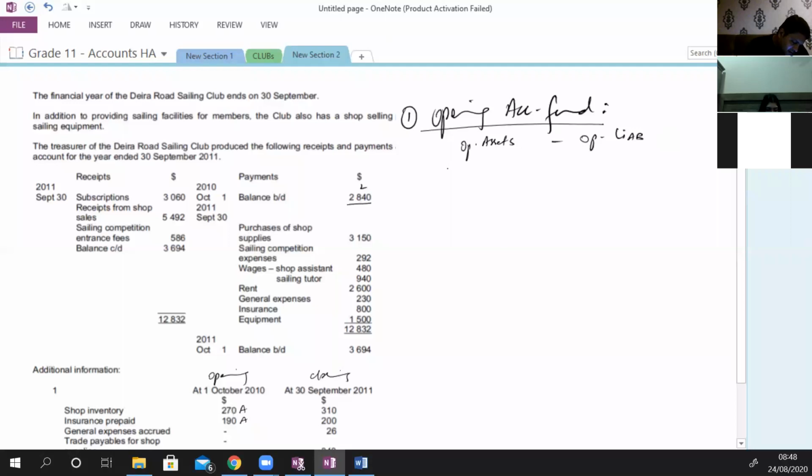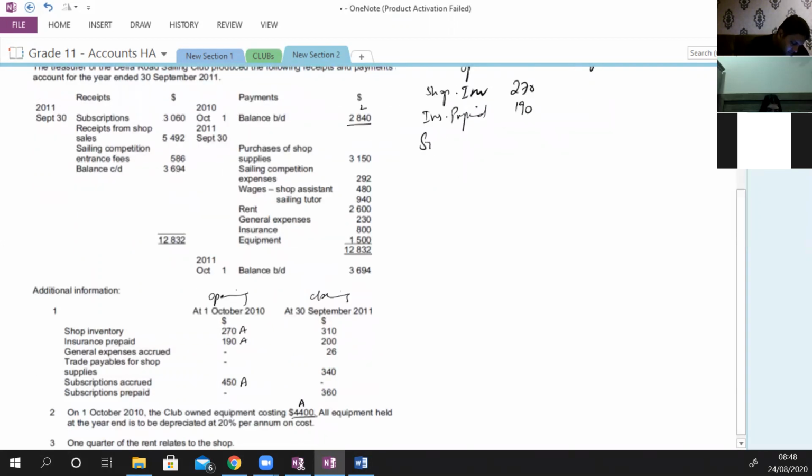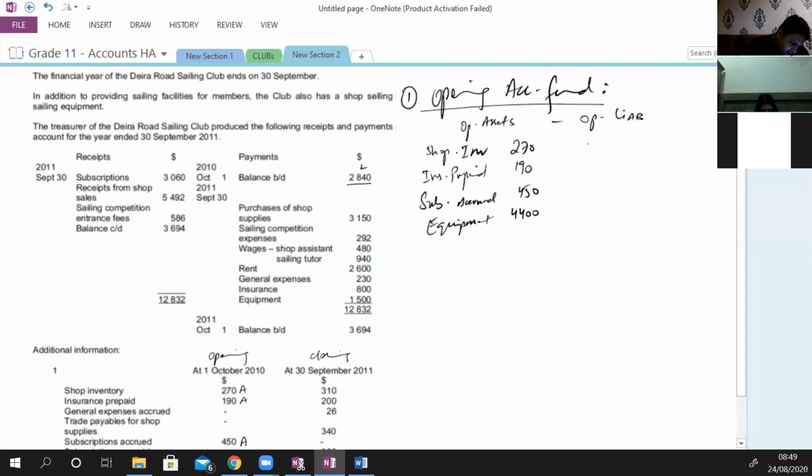ठीक है. Opening assets में shop inventory 270. उसके बाद इंश्योरेंस प्रीपेड 190. उसके बाद सब्सक्रिप्शन अक्रूड 450. उसके बाद इक्विपमेंट 4400. और उसके बाद लायबिलिटी में बैंक ओवरड्राफ्ट 2840.